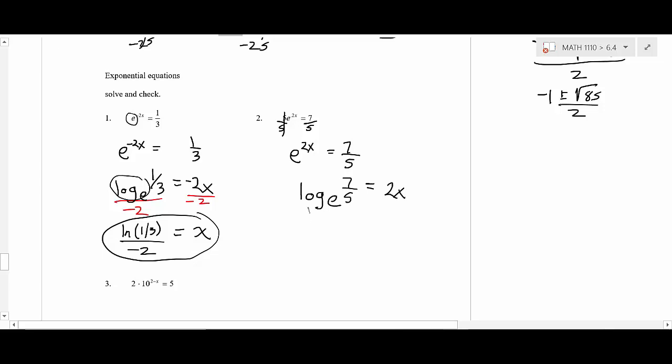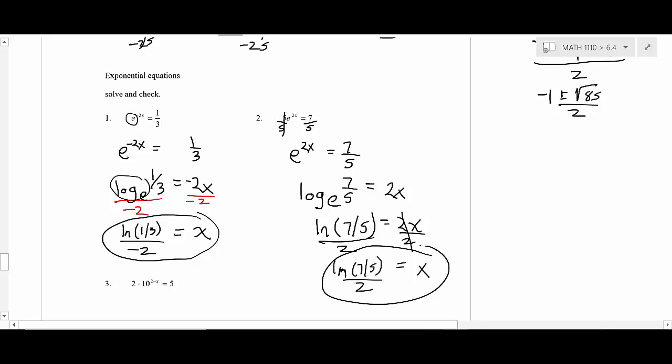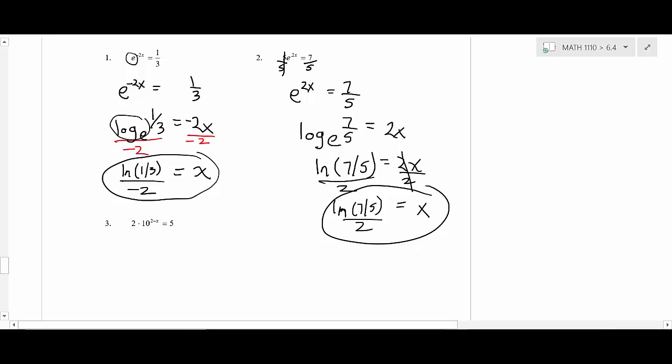So you could write this as ln of 7/5 equals 2x. Then you just divide both sides by 2. So your answer would just be written as x is equal to the natural logarithm of 7/5 all over 2. And that would be it. Now from here, I'm going to do one more like this.